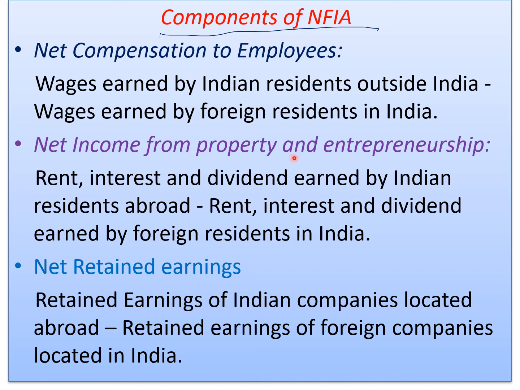And net income from property and entrepreneurship, which is net income, rent, interest, dividend. That is the net income by Indian residents abroad. We are earning from abroad, but the foreign residents earning from India. That is called net income from property and entrepreneurship. Net retained earnings: retained earnings of Indian companies located abroad, and the foreign companies located in India, that is called net retained earnings. Do you understand?